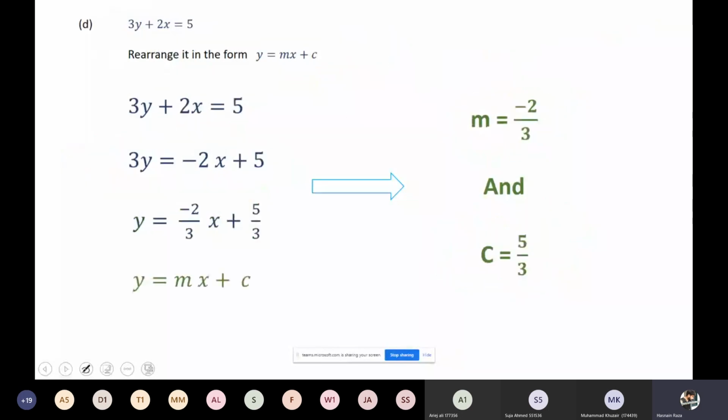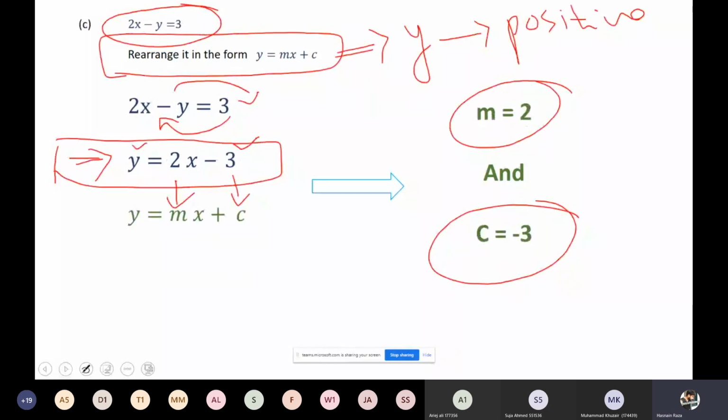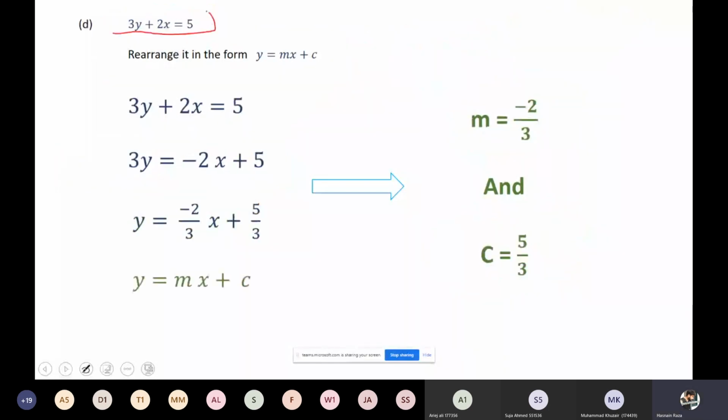Part D. What we have to do, we have to make y as the subject and y must be positive. Okay, look here. The equation is 3y plus 2x equals to 5. First of all, we shifted 2x over there. So this became 3y equals to minus 2x plus 5. Is it clear up to here?